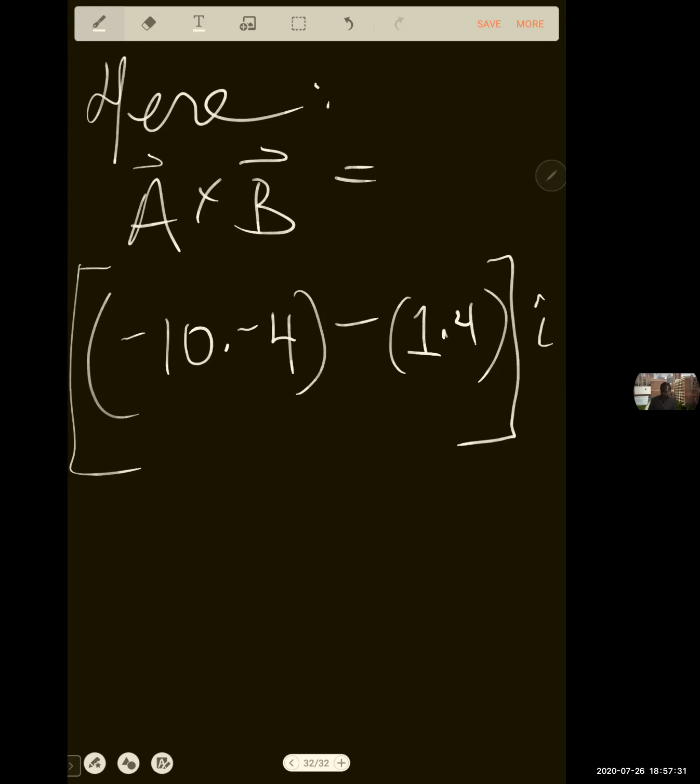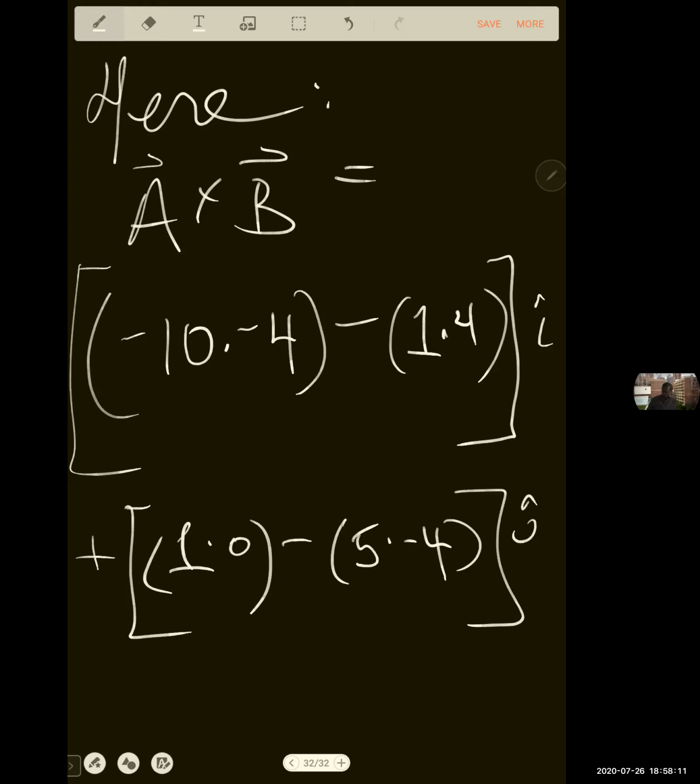Like, all that is how much I go along the X-axis, i.e. times I hat. Then the next component is going to be, and again, I'm just looking to memory. You have to look back a page to see what I'm doing. But I'm going to do AZ times BX. AZ is 1 times BX. BX is 0. Good, so that'll cancel. Minus, now AX times BZ. AX is 5. BZ is negative 4. Okay, all that is my Y component, my J hat.